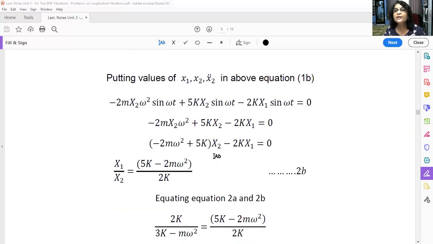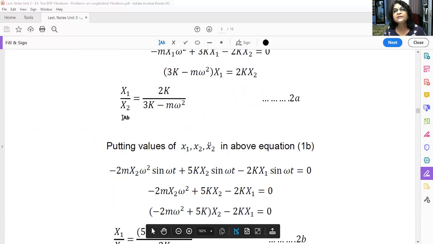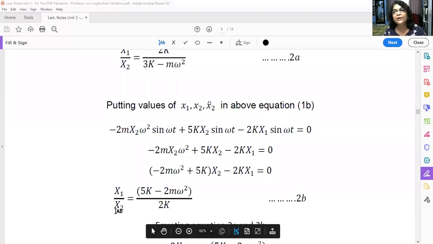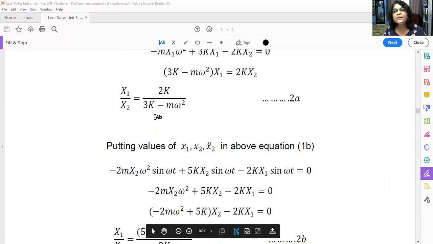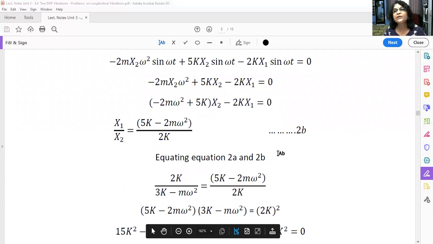So again, you have written this equation in terms of ratio, that is x1 upon x2 is equal to (5k minus 2m omega square) upon 2k. Okay. So see, equation 2a is also x1 upon x2. Equation 2b is also x1 upon x2. So that means if a is equal to b and a is equal to c, that means b is equal to c. So equating these two equations.